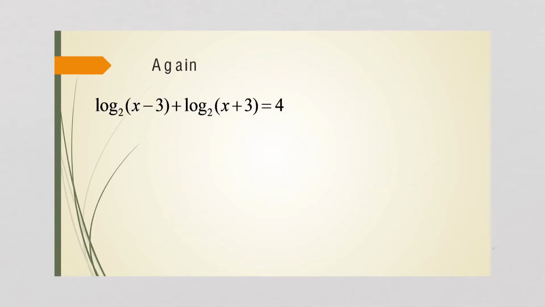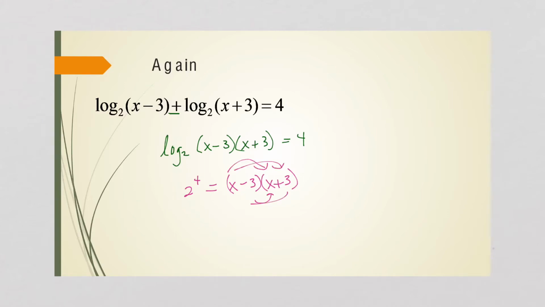Next, I have this guy. Here, I want to combine my logs first. With the plus sign, that means multiply. So I have log base 2 of x minus 3 times x plus 3 equals 4. I can change to an exponent, so I have 2 to the 4th equals x minus 3 times x plus 3. Now I need to distribute, so I can start getting x by itself. And on the right hand side I'm going to end up with x squared minus 9. On the left I end up with 16.